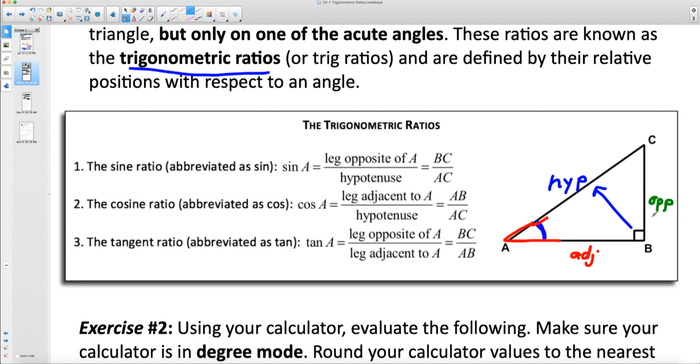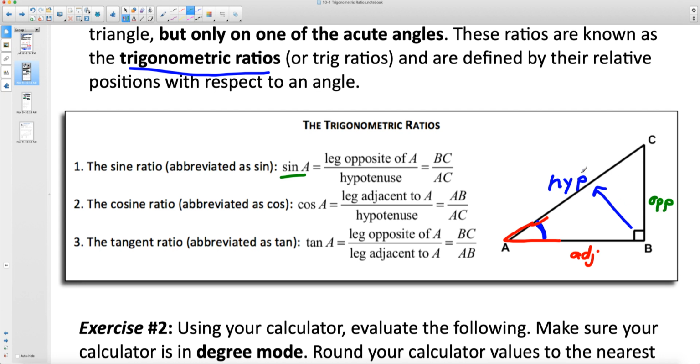We're going to be using the adjacent, opposite, and hypotenuse to make ratios. So our first trig ratio we call sine, and we abbreviate it as just SIN. And that is the opposite of angle A, so side BC, over the hypotenuse, which is AC.